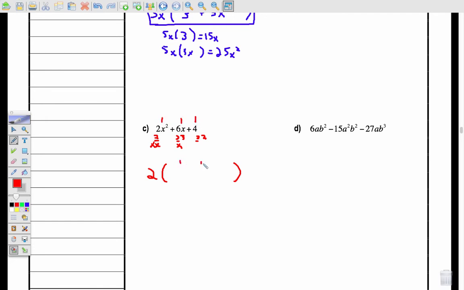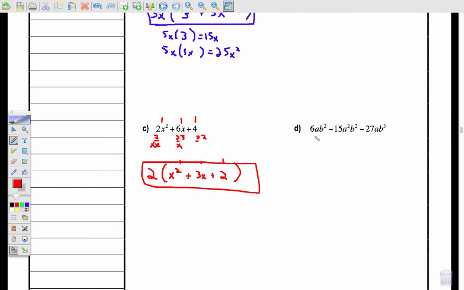On this problem, there are 3 terms, so I'm going to have 3 terms. 2 times something gives me 2x squared. Well, 2 times x squared gives me 2x squared. 2 times something gives me 6x. Well, I know it's going to be positive. They're both positive. 2 times 3 gives me 6, and then x, just bring the x with it. 2 times something gives me 4. Well, I know 2 times 2 is 4, so the last term would be 2.